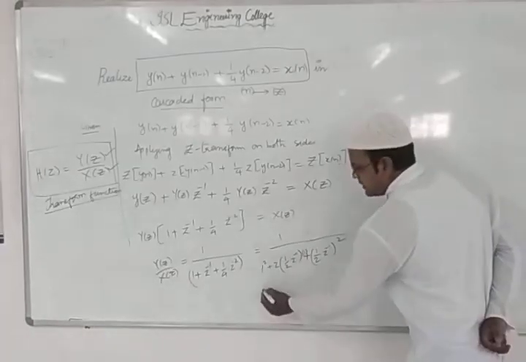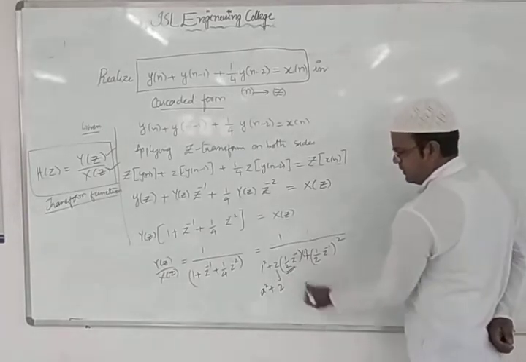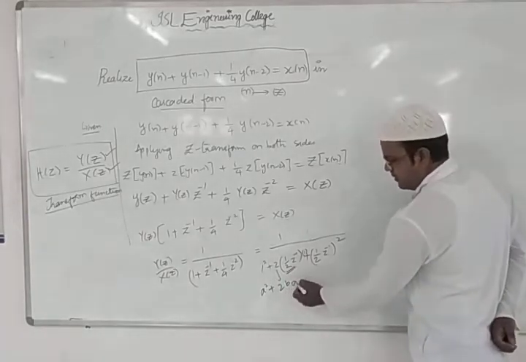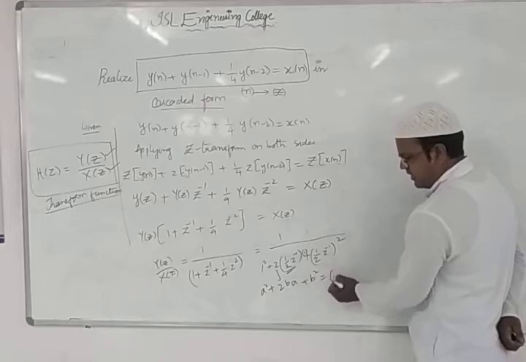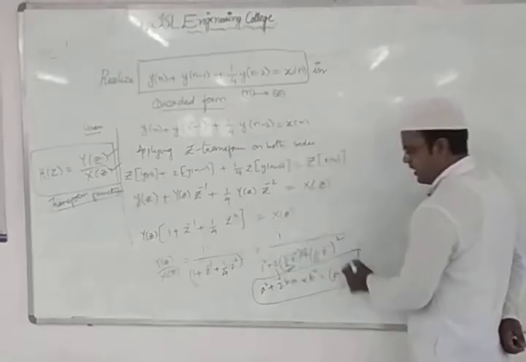So what is this particular form? A square plus 2ab, this is the formula. This is our b, and this is our a. So a square plus 2ab plus b square, this I can write as a plus b whole square. So this factor I just want to convert.